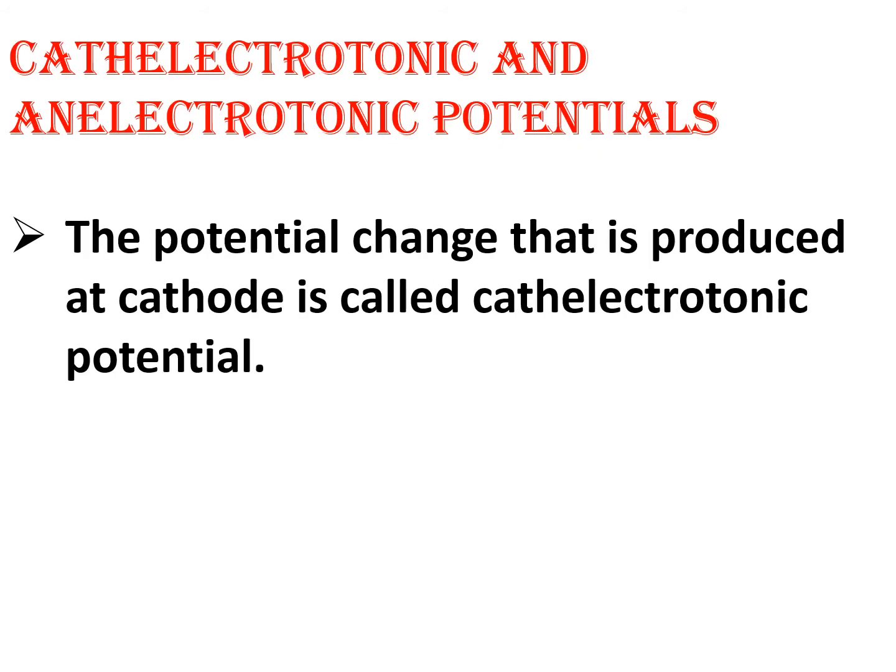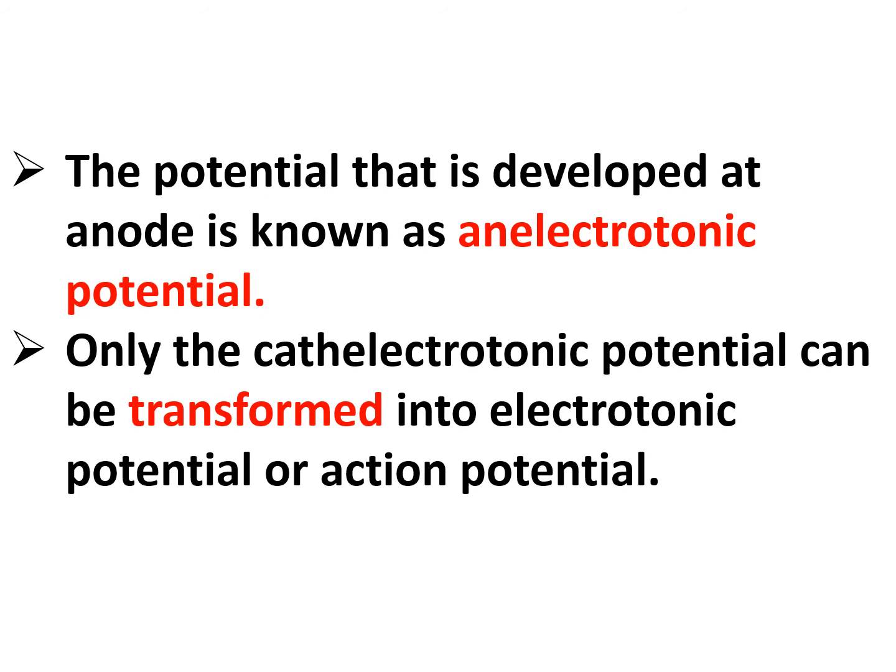Then catelectrotonic and anelectrotonic potential. While recording the electric potential in a nerve fiber, two electrodes, namely the cathode and anode, are used. The potential change produced at the cathode is known as catelectrotonic potential, and the potential developed at the anode is known as anelectrotonic potential. Only the catelectrotonic potential can be transformed into the action potential.